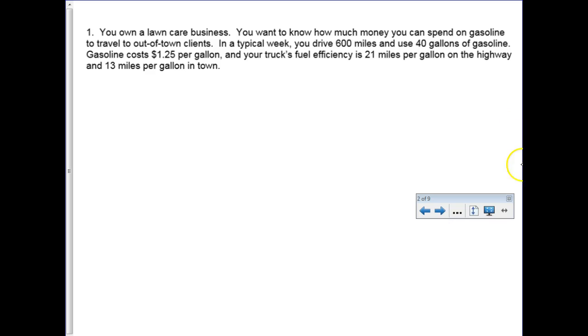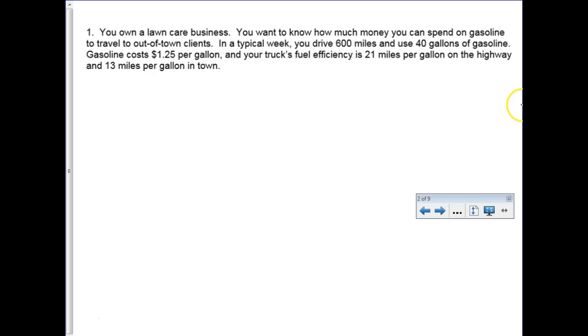So, this first question says you want to know how much money you're going to spend on gasoline. In a typical week, you drive 600 miles and use 40 gallons of gas. Gas is $1.25 a gallon. I wish. And your truck's fuel efficiency is 21 miles per gallon on the highway and 13 miles per gallon in town. This is a classic math teacher trick where we just throw a bunch of information at you, and a lot of this is what we call extraneous information.